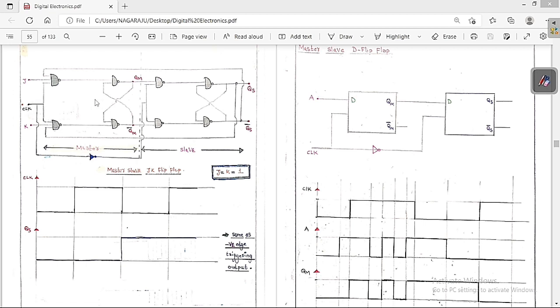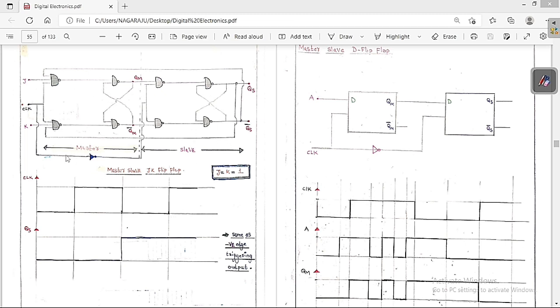Again, if this is low, it means this is in the memory state and this is in the running condition. So from here you have to take the feedback and give it here, and from here you take the feedback and give it to here. So this is the same, identical. You have to keep this same, identical here and then keep the NOT gate between them. So if one is active, the other is in the memory state. If one is in the memory state, the other is active.